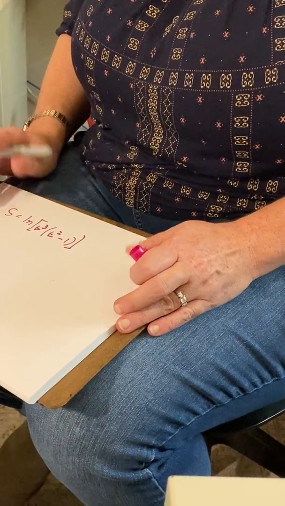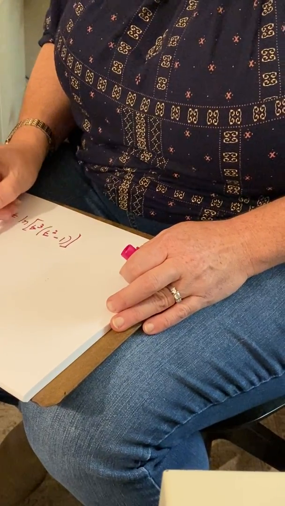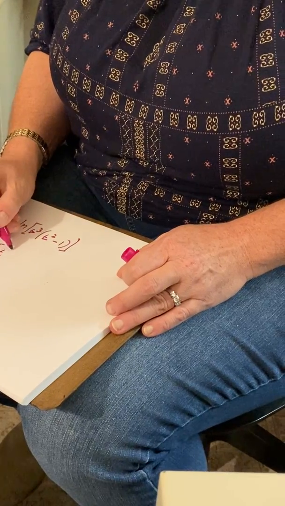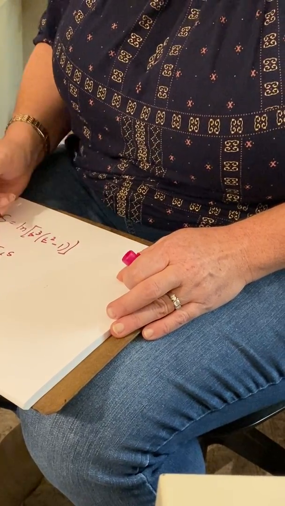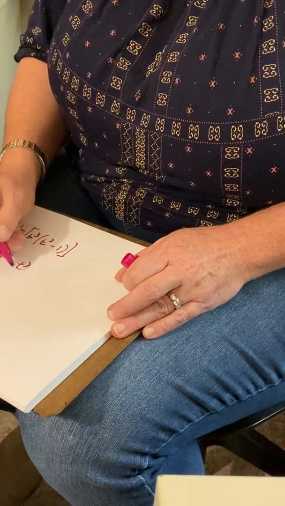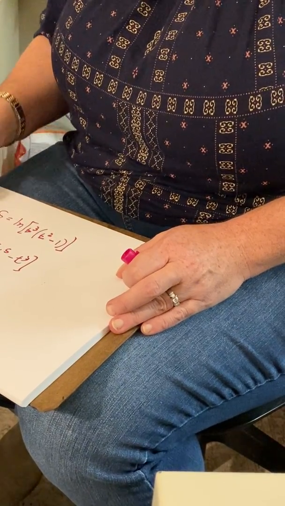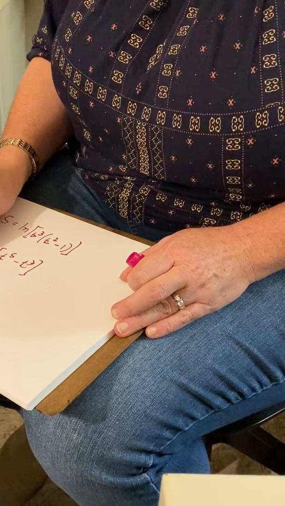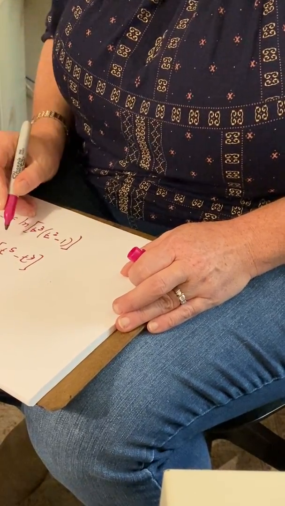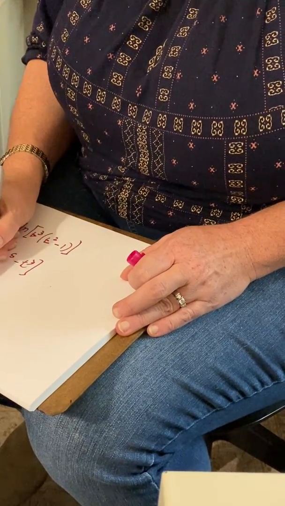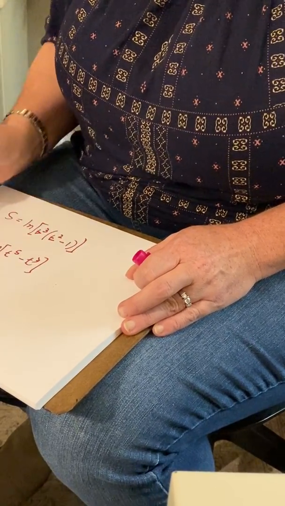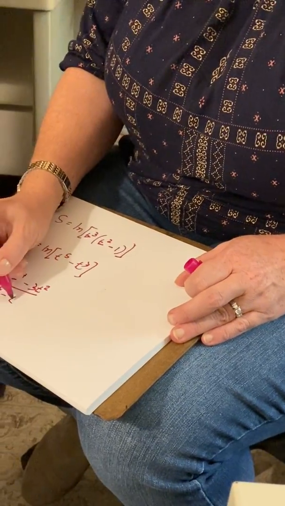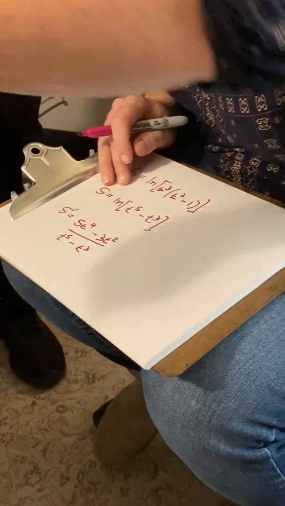I can distribute. So I can rewrite this as s equals the natural log of t cubed times t squared is t to the 5th. T cubed times negative 1 is negative t cubed. Can I easily take the derivative of that? Yeah. What's my derivative? So that is 5t to the 4th minus 3t squared over t to the fifth minus t cubed. This is the same as that, guys.